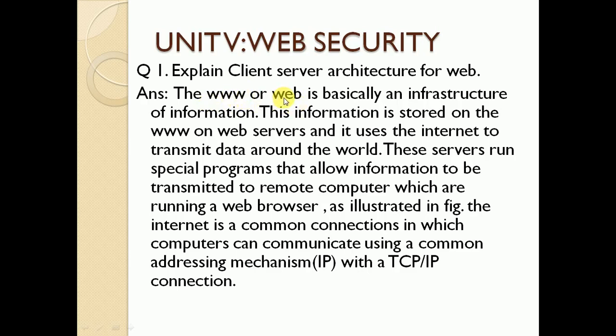As you know, the web is a global space where you can browse or collect any kind of information through the internet. So the web is basically an infrastructure of information. This information is stored on web servers, and it uses the internet to transmit the data around the world. Which medium are they using here? The internet. Through the internet only, the communication can be done on the web.